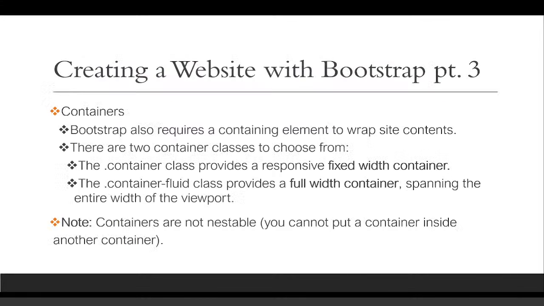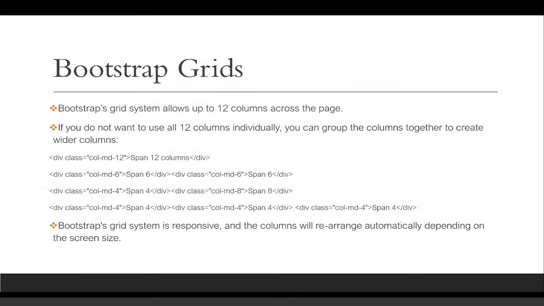Now let's talk quickly about the grid. So Bootstrap has a grid system in it that is based on a 12-column grid. It's automatically making these grid segments inside of whatever we create a grid in. If you don't want to use all 12 columns individually, you can group the columns together to create wider columns.